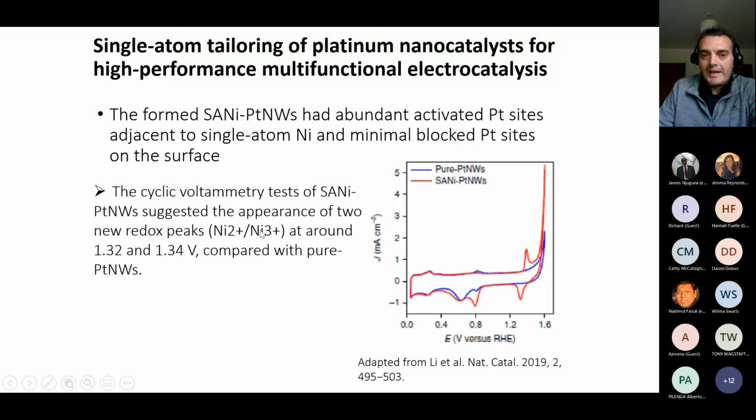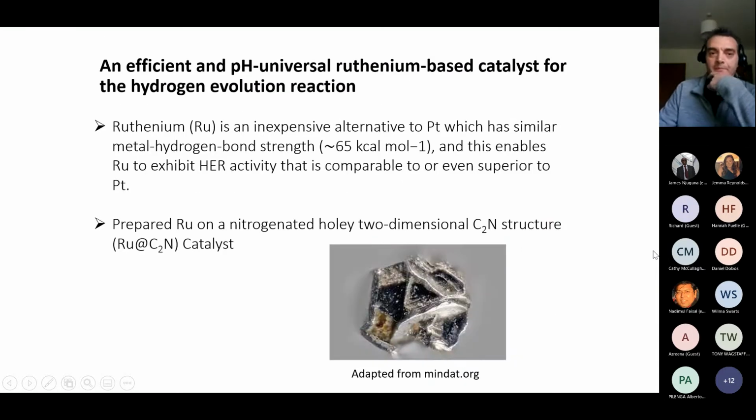We can see the redox system nickel 2 to nickel 3 plus around 1.32 and 1.34 volts, around that area on the right hand side here, and then this is the oxidation reduction system. So it seems that nickel 2 and nickel 3 were indeed introduced into the system. So the single atom nickel was introduced into that particular system. Again, another interesting article, this is 2009, as I mentioned there.